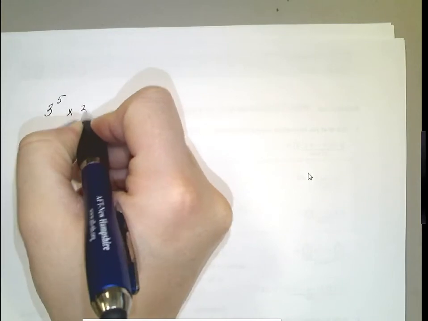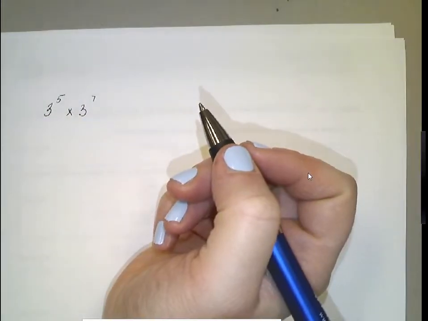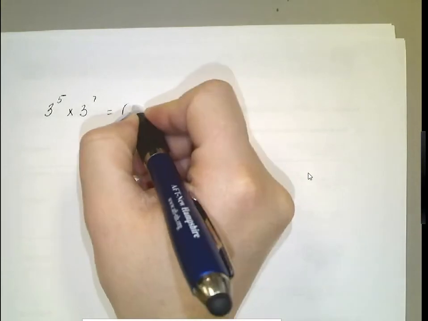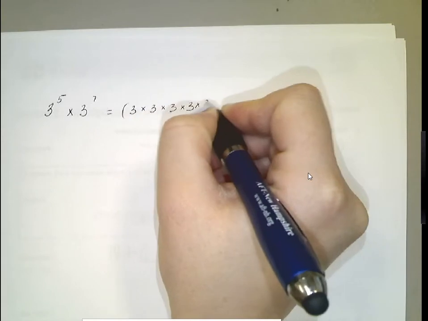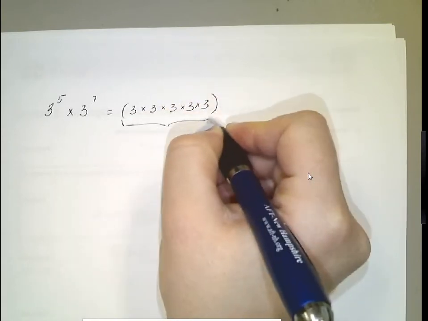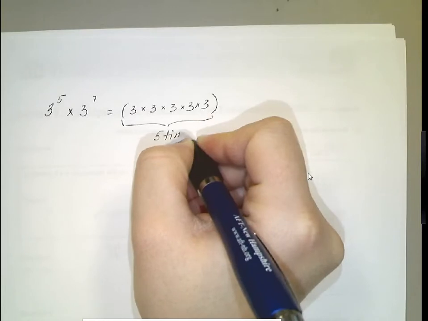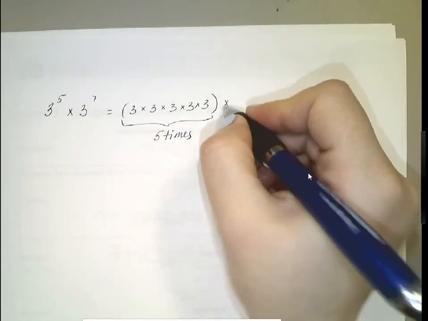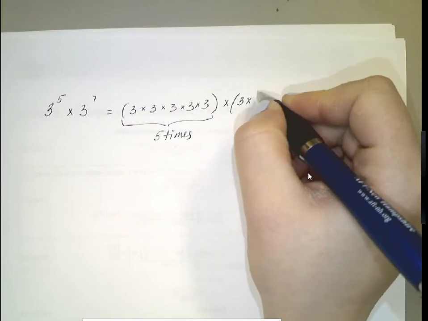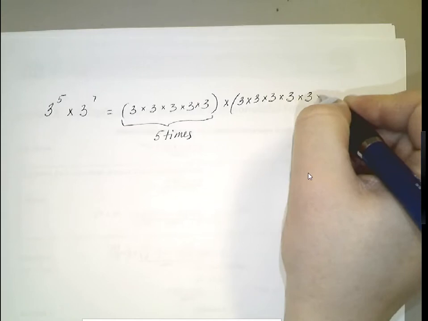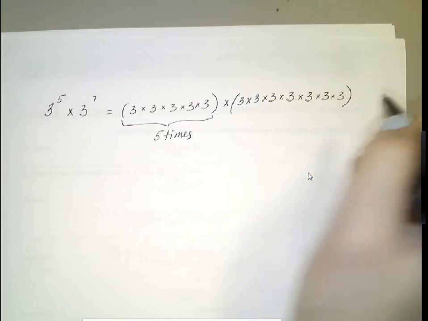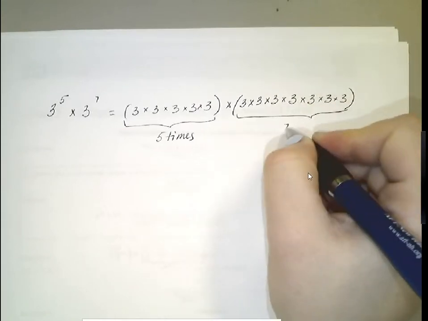So let's say I have to multiply 3 to the 5th power by 3 to the 7th power. So 3 to the 5th power I can rewrite as 3 times 3 times 3 times 3 times 3, and that is repeated 5 times. I can rewrite 3 to the 7th as 3 times 3 times 3 times 3 times 3 times 3 times 3, 7 times.